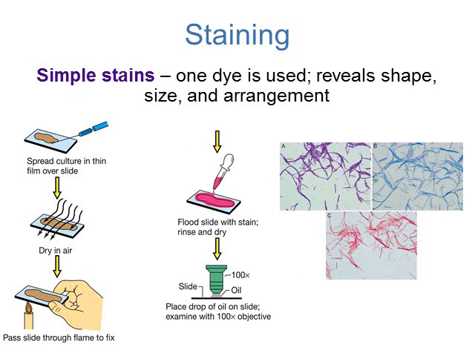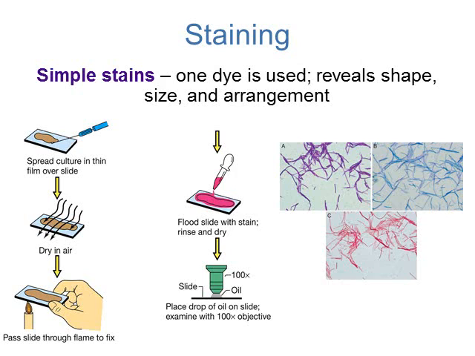Other ways to categorize staining: some stains are simple stains. This is where you use just one dye or one stain to give color to your bacteria cells. And this is usually done to reveal the shape, size, and arrangement of the bacteria that you're looking at.